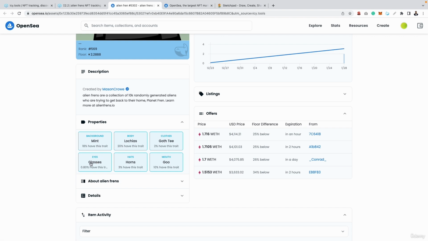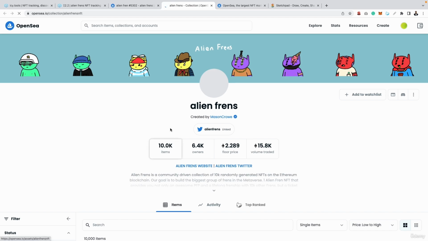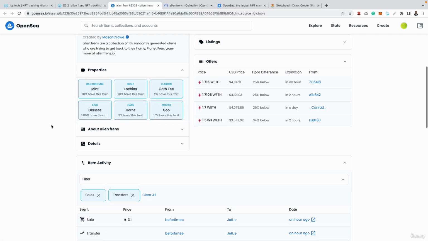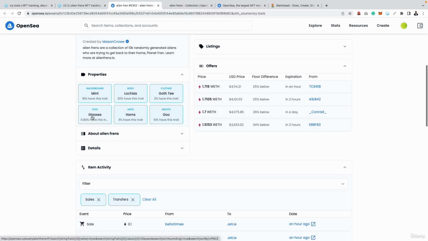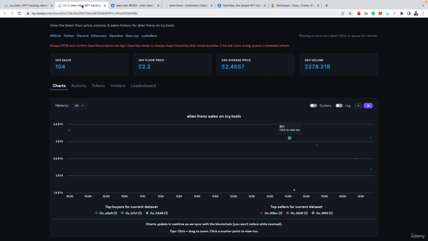And it's most likely to do with being a rare trait in regards to glasses. You can see only 0.8% of all NFTs in this collection have that trait. If I go over to Alien Friends and have a look at the actual collection, we can see there are 10,000 items in the whole collection, and as we know from our analysis, less than 1% of them have glasses. So this is why someone paid more money for this NFT.